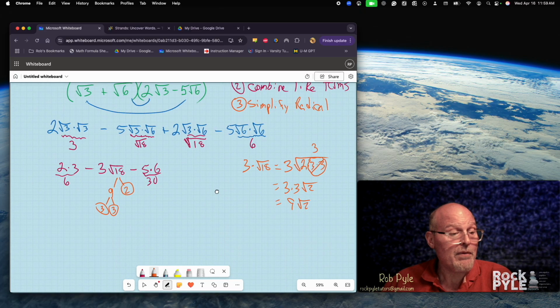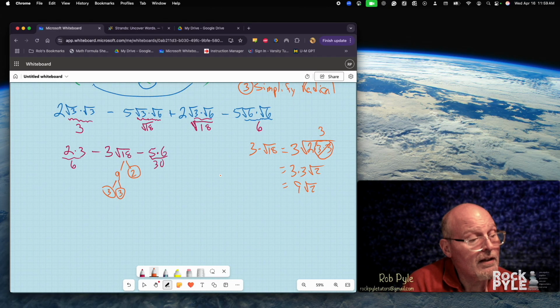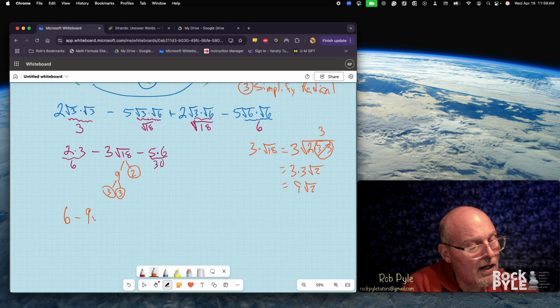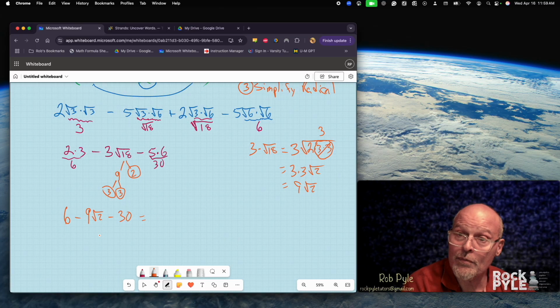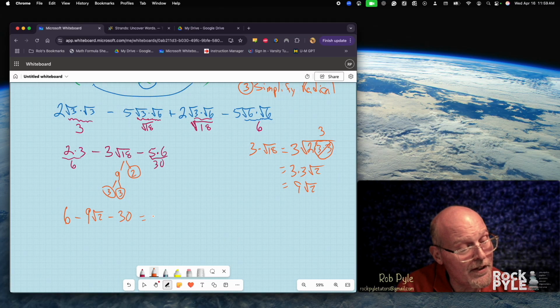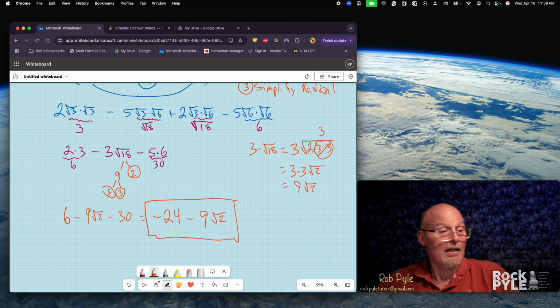And then the final step is to bring everything together. I have 6 minus 9 times the square root of 2 minus 30. I can't do anything with the square root of 2 because that's not a like term, but I can combine the 6 and the negative 30, and I get minus 24 minus 9 times the square root of 2. And that's how we do it. Let's take a look at the next problem now.